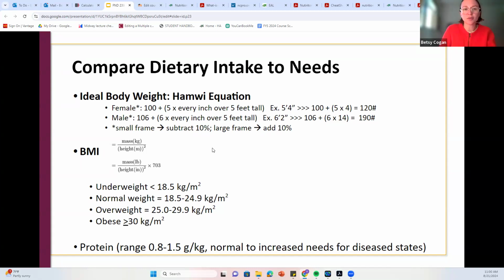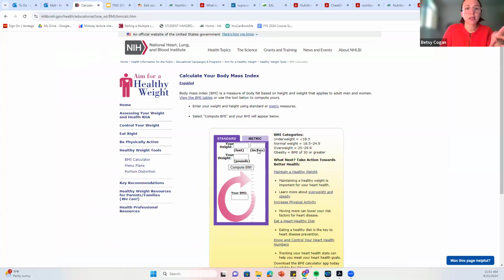Another thing that is useful to us is BMI. So BMI is mass divided by height in meters squared, so kilograms per meters squared. It's important to know how to calculate this, but there are calculators out there. So this is the NIH calculator. It makes it pretty simple. You just enter in the data.